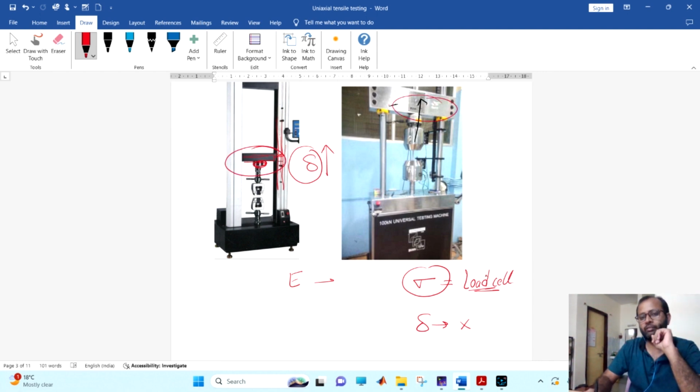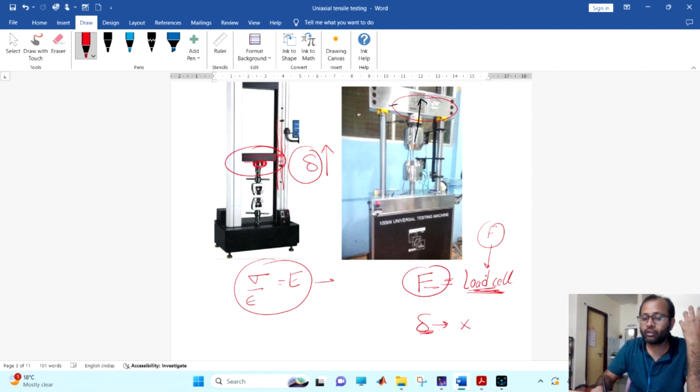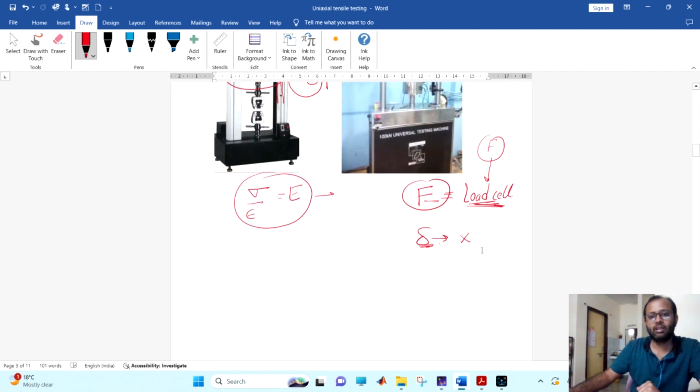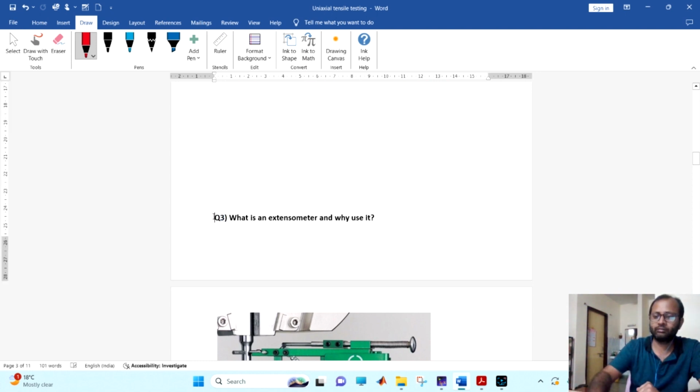This machine is recording both things, the load, the force, as well as the displacement. I have written sigma here, but actually I am again and again saying the force. The force is measured by the load cell. This displacement is measured by the cross-site movement, but this is not correct. Due to that, the modulus of elasticity, sigma by strain, is not correct. For that, what is required? We need the extensometer.